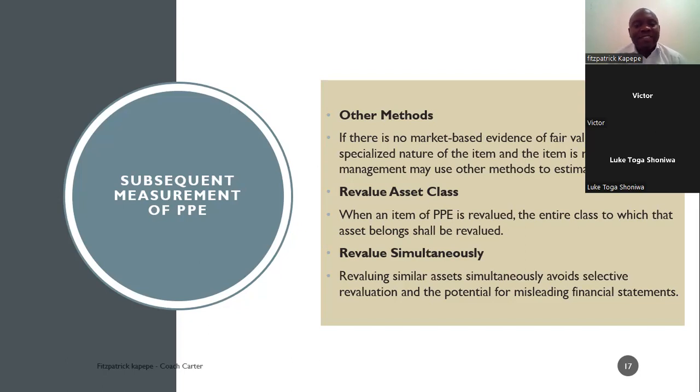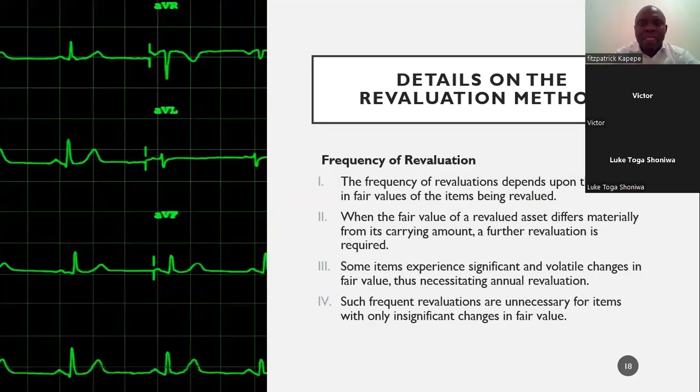So revalue simultaneously. Revaluing similar assets simultaneously avoids selective revaluation and the potential misleading financial statements. I've already mentioned this. Details on the revaluation method: the frequency. So the frequency of revaluation depends upon the changes in fair values of the items being revalued. So the changes in fair values can actually trigger your organization to revalue the assets.